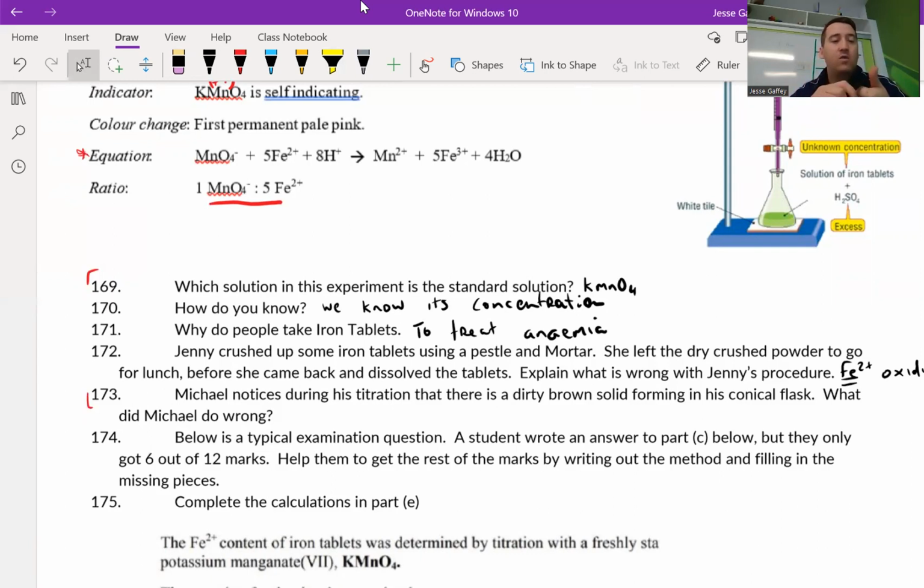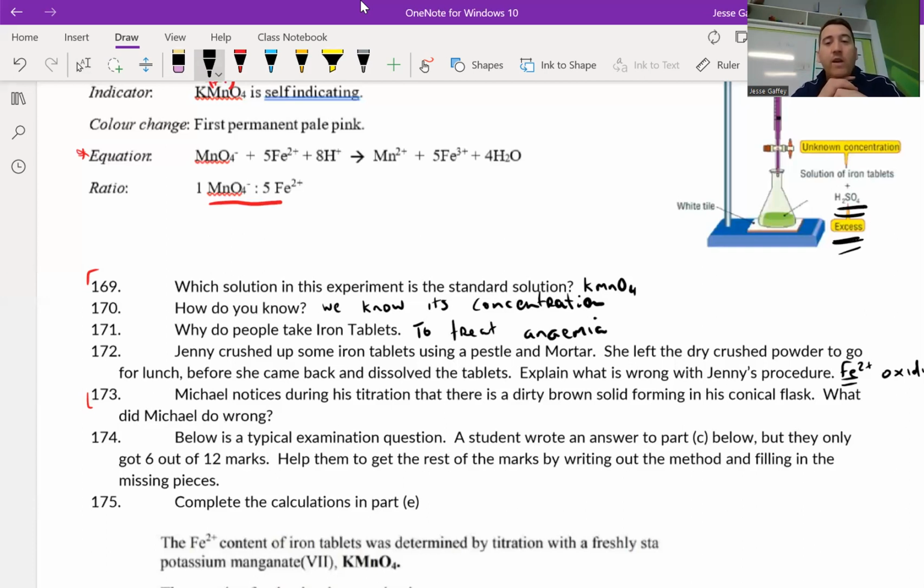Remember, we add 2 lots of acid. We add sulfuric acid when we're making our solution with our tablets to avoid oxidation of the iron 2 to iron 3 by oxygen that's dissolved in the water or oxygen in the air. But then prior to each titration, we need to add another batch of sulfuric acid, about 10 mLs, to the conical flask.